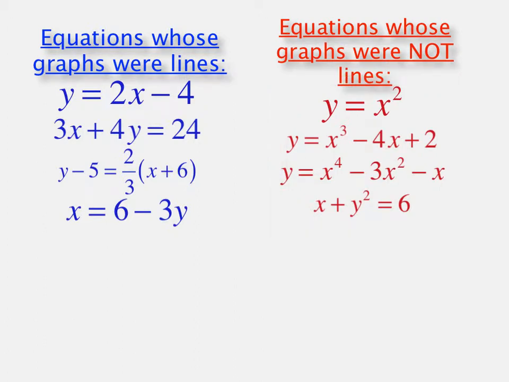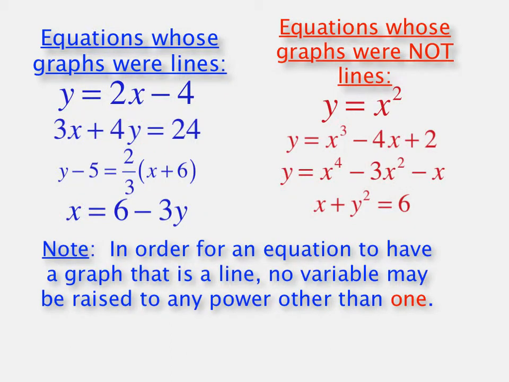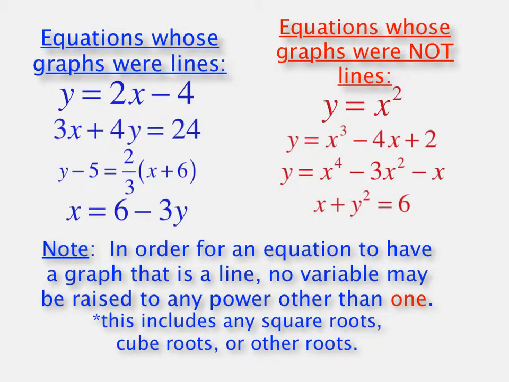One thing that I noticed is that in the four equations that didn't end up having lines for graphs, there was a variable in there with a power other than 1. And that wasn't the case for our equations whose graphs were lines. Every variable in there has no exponent or is raised to the first power. So the first thing we notice is, in order for an equation to have a graph that is a line, no variable may be raised to any power other than 1. And for reasons we will discuss later, this actually includes any square roots or cube roots or any other roots.